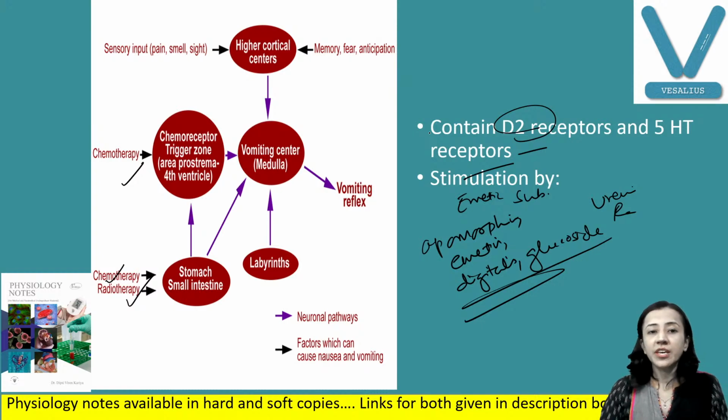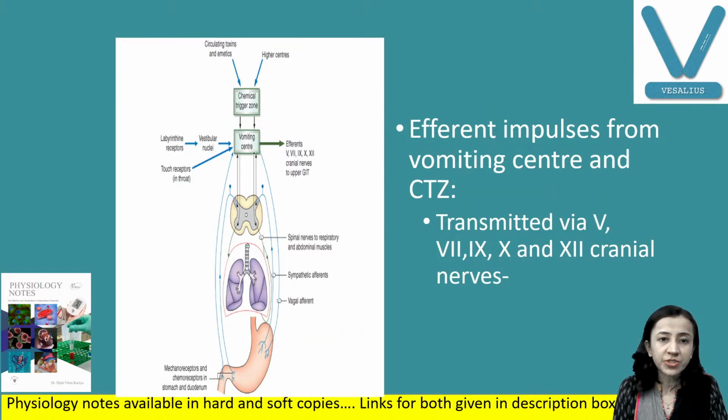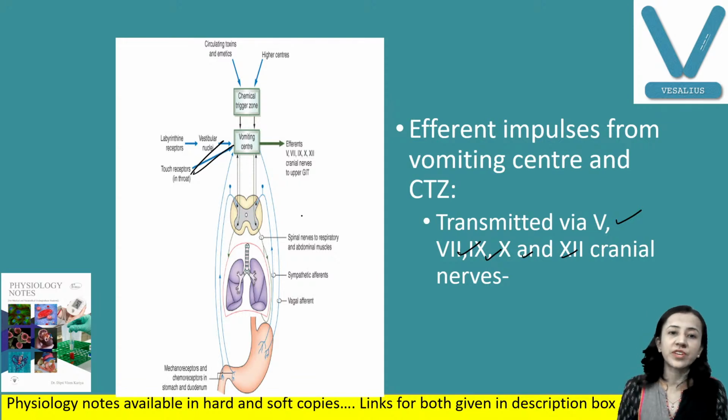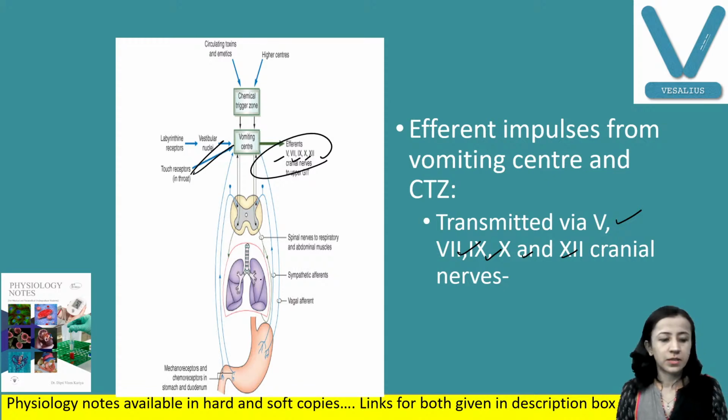Now, the efferent impulses from the chemoreceptor trigger zone: you can see these are the afferent and efferent fibers. They pass through the 5th, 7th, 9th, 10th, and 12th cranial nerves. Through these nerves, impulses are transmitted to the upper digestive tract, and through the spinal nerves to the muscles of respiration. You can see here the upper digestive tract through 5, 7, 9, 10, and 12, and the respiratory muscles through the spinal nerves.